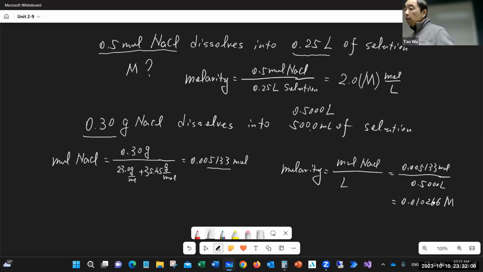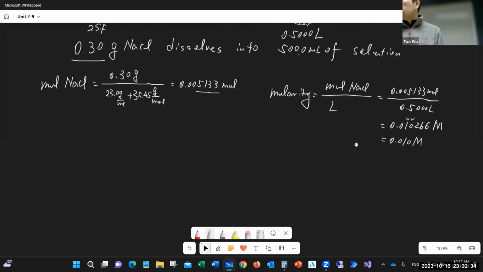That's concentration. Here, if you look at sig figs, this one is 2 sig fig, and this is 4 sig fig. So we're going to keep 2 sig fig. The final answer will be 1 and 2, and looking at the next digit, it is 2. So the answer is just 0.010 molar. That's it. Okay.